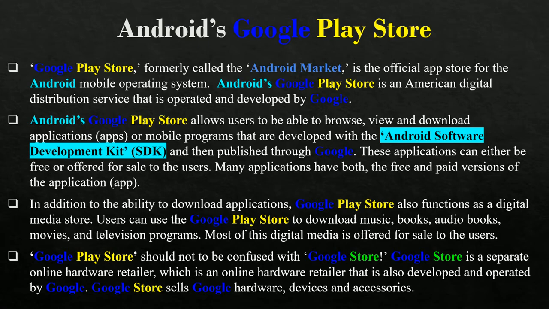Google Play Store also functions as a digital media store, and that means users can use the Google Play Store to download music, books, digital books or audiobooks, movies, and television programs, and most of this digital media is usually offered for sale to the users.